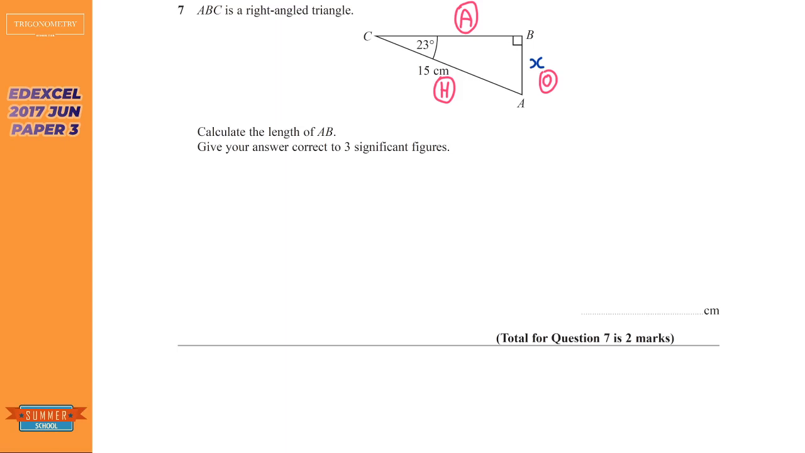Step 2 is cross out the one that's not used in the question. So is H used? Well, it's got 15 centimeters next to it, so yes, because it's got a value next to it. Is O used? Well, yeah, because it's the one we're trying to find. So A is no use to us at all, so we cross that out.